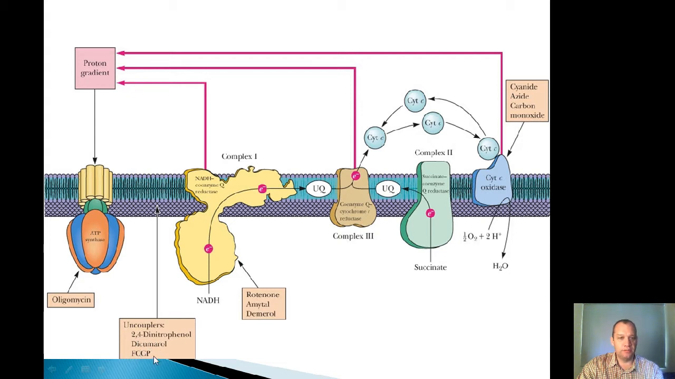2,4-dinitrophenol, dicumarol and FCCP have the same function as thermogenin. In other words, they dissipate the proton gradient. Rotenone, amytal and demerol, as we said, act on complex 1. There are the cyanide, azide and carbon monoxide that act on cytochrome c oxidase, and oligomycin, which acts on ATP synthase.